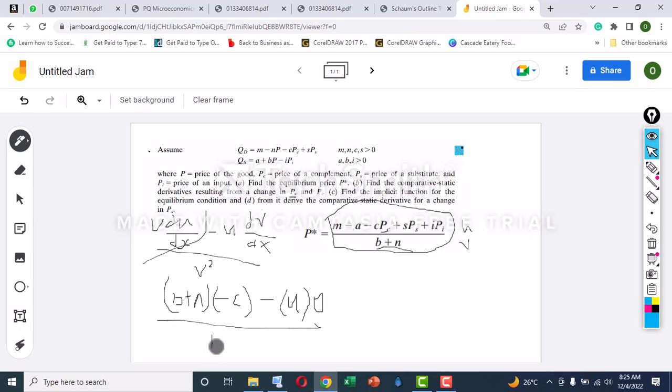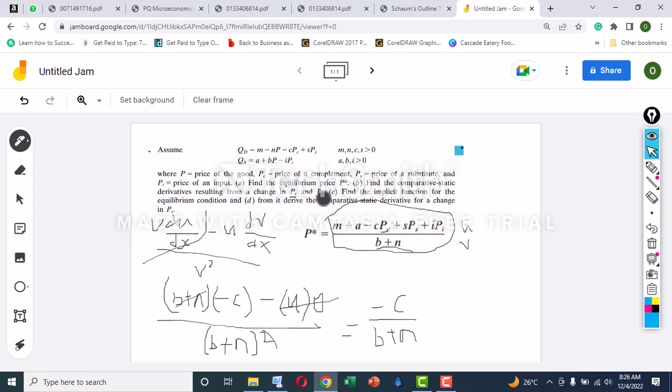Once again, this is not yet partial. We are still differentiating normally. This is not yet implicit. So the next one is what we are going to use implicit for. So this one is now 0, so it's gone. This square will cancel this square, so we now have minus c over b plus n. That's our final answer for PC.